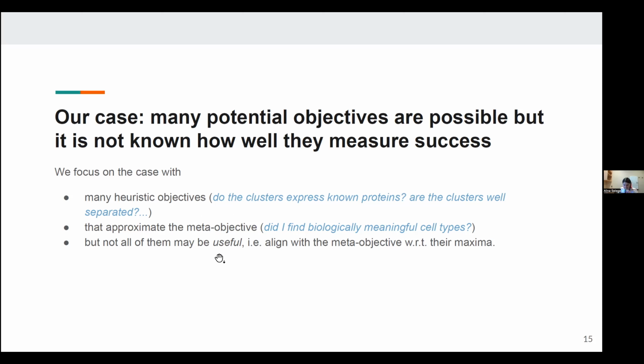When I say useful here, what I mean is not all of them are guaranteed to align with the meta-objective with respect to their maxima. And we want those that do align, so that when we optimize our heuristic objectives, we will also recover the maxima of the true meta-objective.